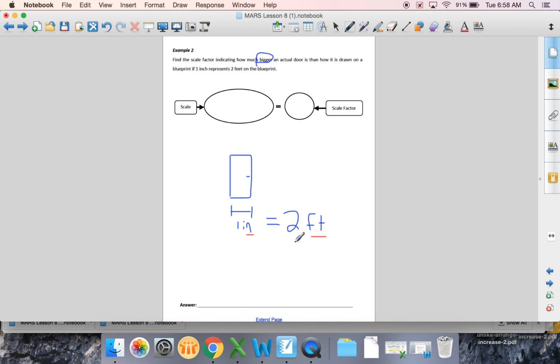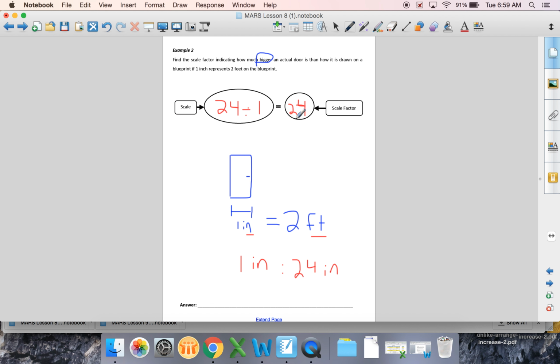1 foot I know is 12 inches. 2 feet then is 24 inches. So my ratio is going to be 1 inch compared to 24 inches. If I'm trying to figure out the actual bigger scale factor, how much bigger it is, I take 24 divided by 1, which gives me a scale factor of 24.